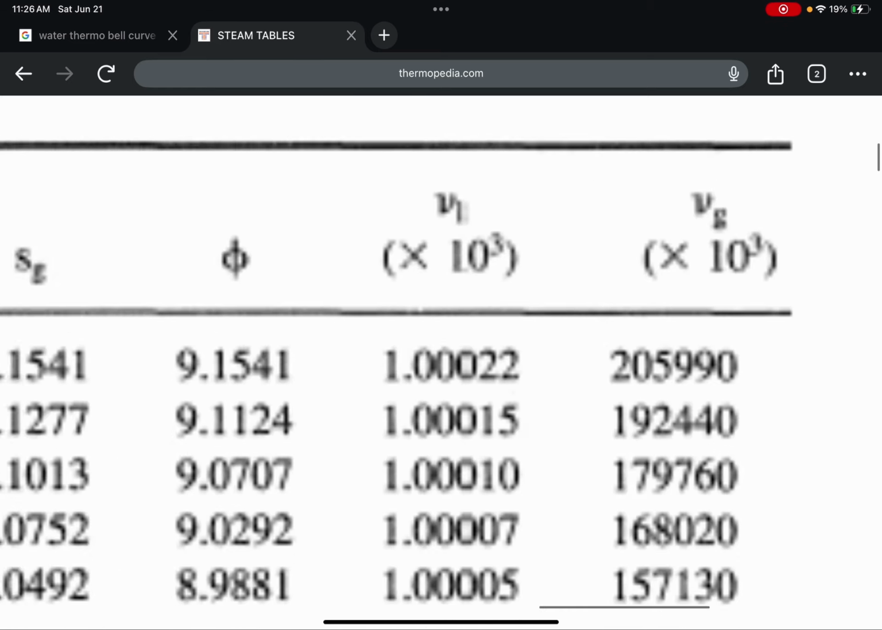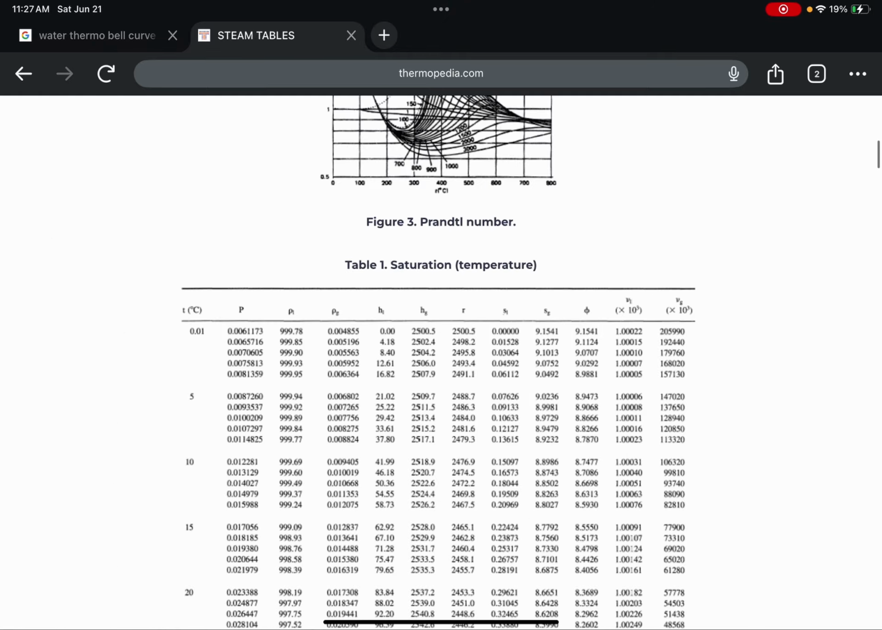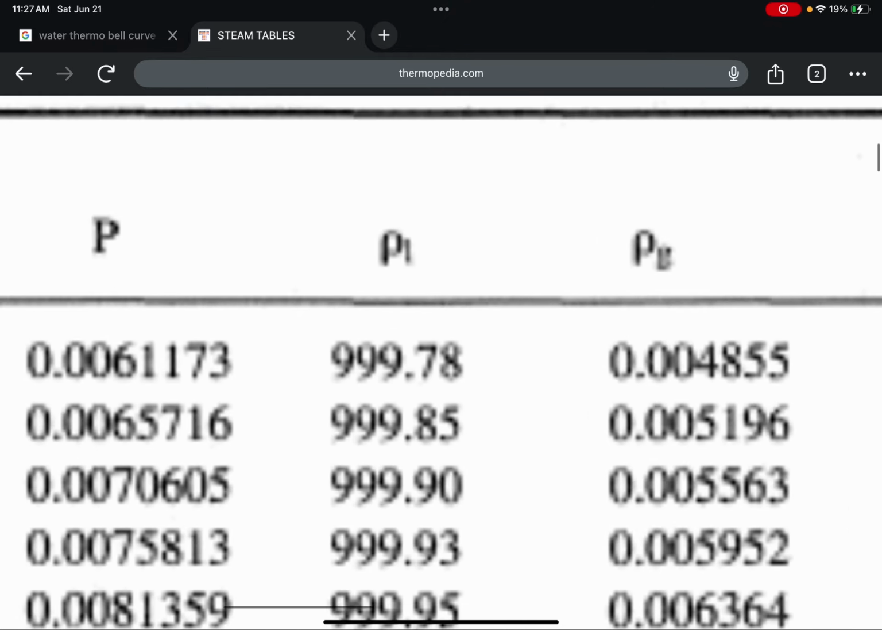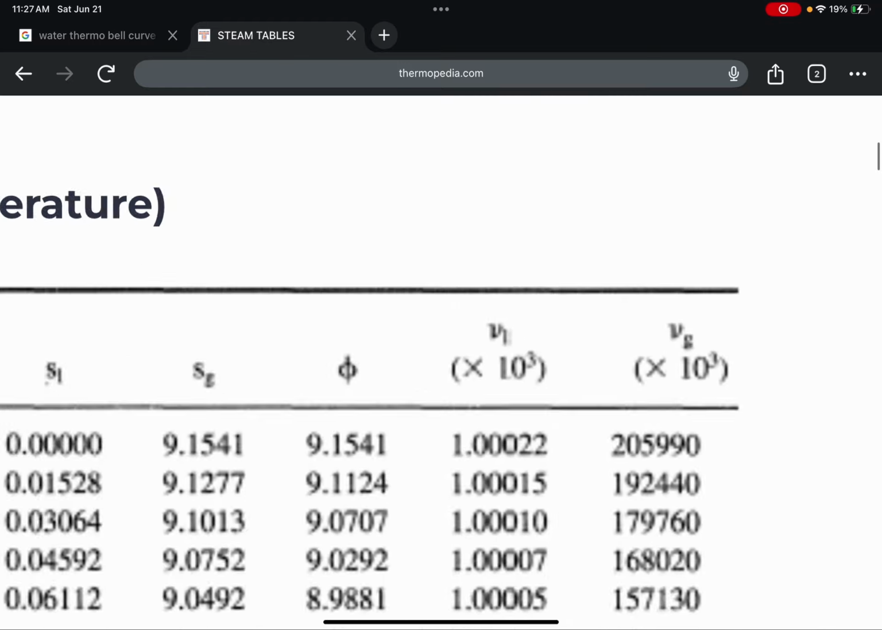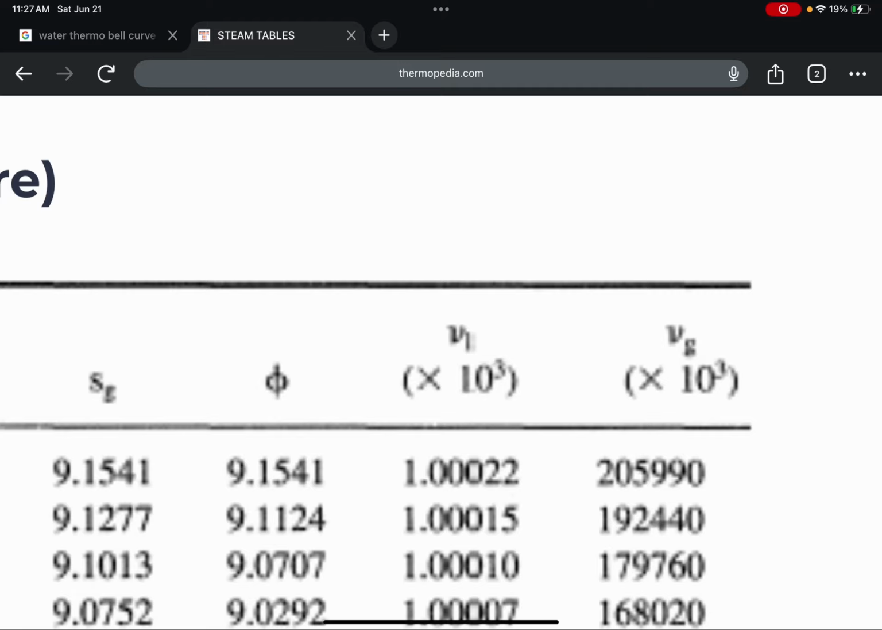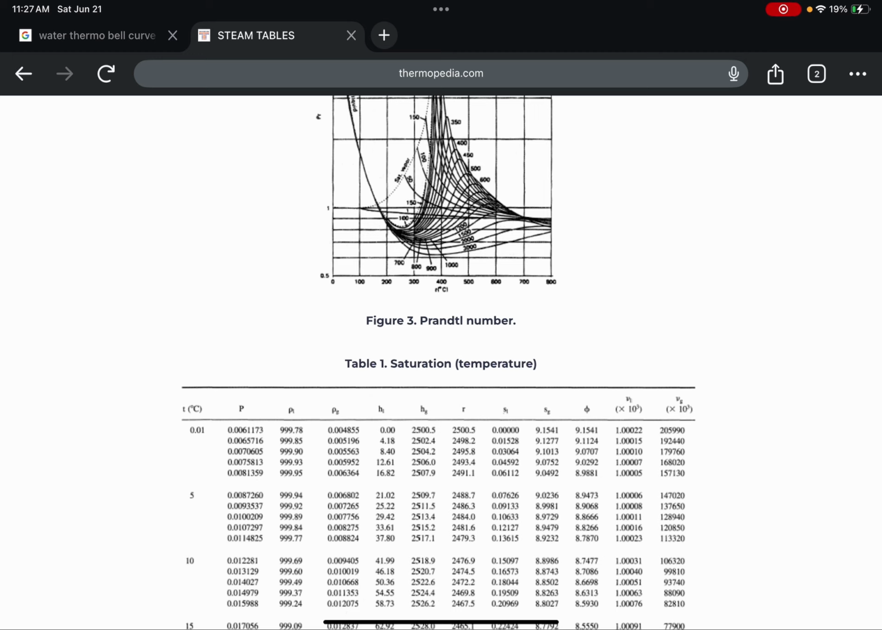By the way, here it says 10 to the 3. It's actually 10 to the negative 3, even though they don't put it. And the way I know that is because density is 999, so it's basically 1,000. And specific volume is 1 over density. So this has to be 10 to the negative 3. Okay.